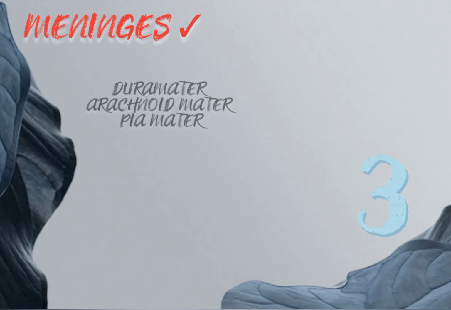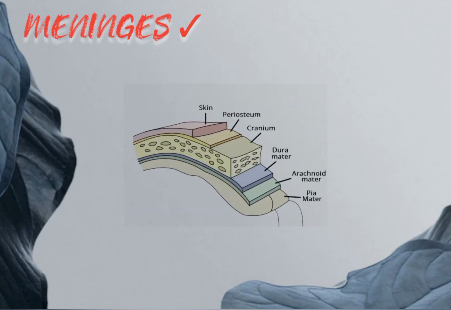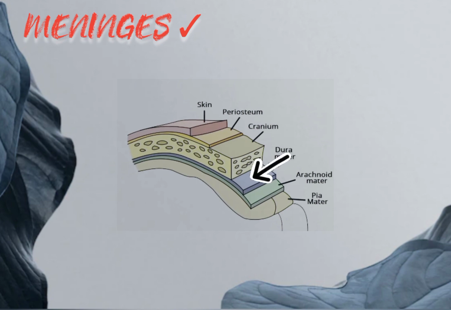As we have discussed earlier, there are basically three layers of meninges inside the brain and the spinal cord, which are the dura mater, the arachnoid mater, and the pia mater. If we take a look at this diagram, you can see that the bluish area is marked here as the dura mater. So this is the first layer of meninges.